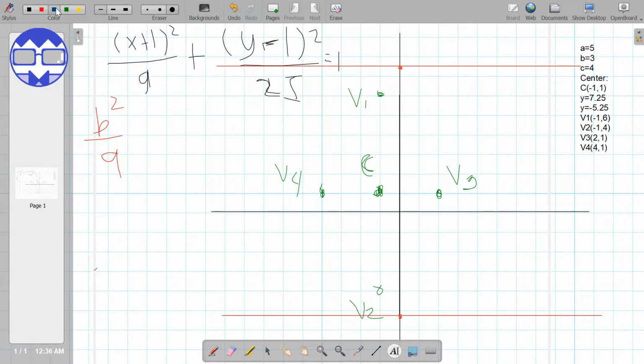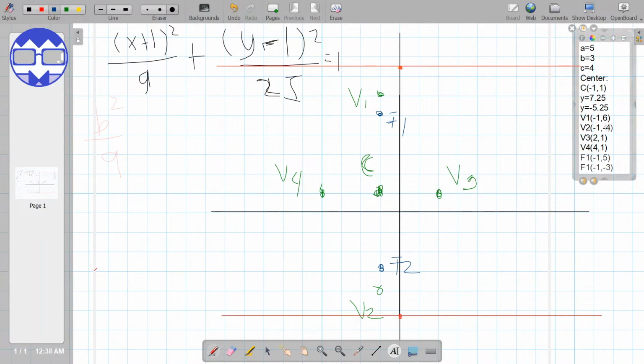Okay, so plus 4 from the center: 1, 2, 3, 4. So it's here. This is F1, and F2 is just 1, 2, 3, 4. So it's here. I'll try to type F1 and F2. By the way, correction for V2, it's negative 4, because it's going down. So we have our F1 and F2.